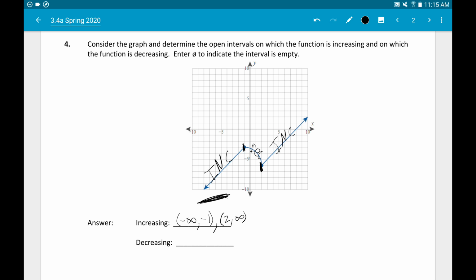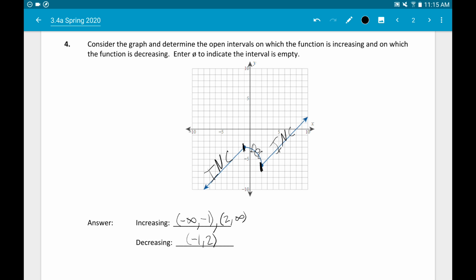There's only one decreasing interval. It's between -1 and 2. Notice the increasing and decreasing intervals never overlap each other. In other words, a graph can only be doing one thing at a time. It can be increasing, or it can be decreasing, or it could be doing neither one. But it can't be increasing and decreasing at the same time. It's got to be doing one or the other, or neither.